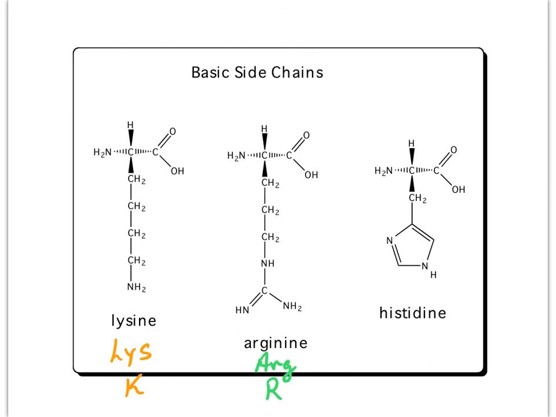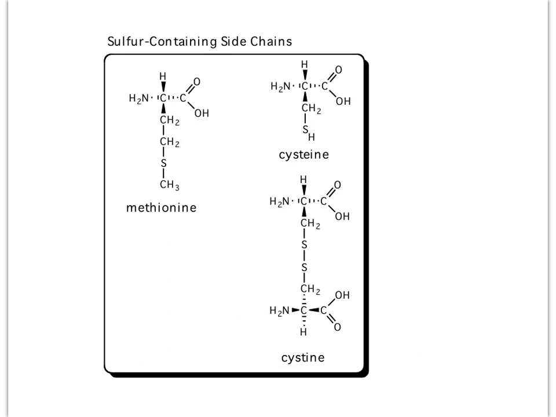And finally, we get to histidine, which is nice to us. It follows the pattern. It's His and H. For the sulfur-containing side chains, methionine follows the pattern. It's Met or M. Cysteine follows the pattern. It's Cys or C.